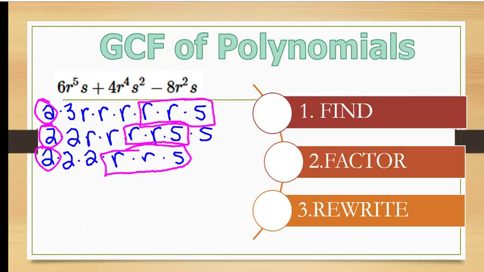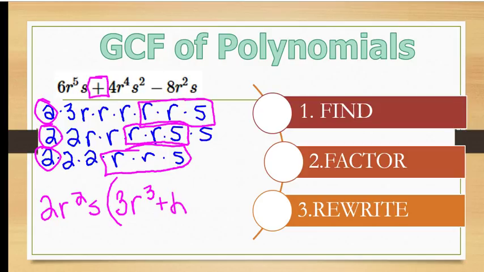And then what's left over is what we write inside of our parentheses. So we're going to have 2r squared s as our greatest common factor. In the first term, we have 3r cubed. Second term, the sign was a plus, so we're going to have plus 2r squared s. And the third term only had 2 times 2 left over, which is going to give us, and the sign was a minus, so it's going to be minus 4.